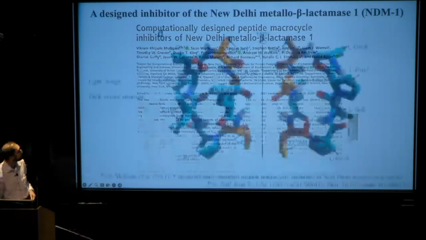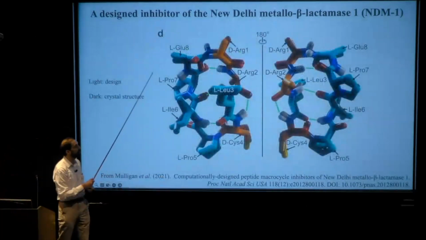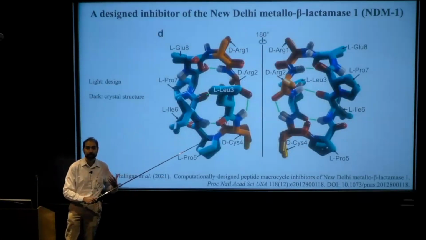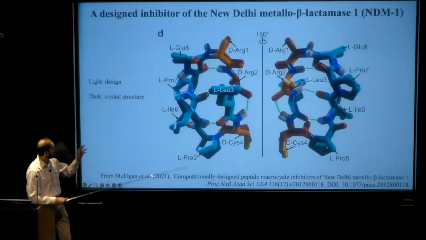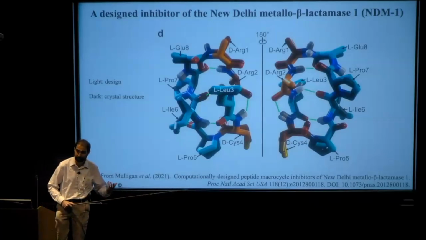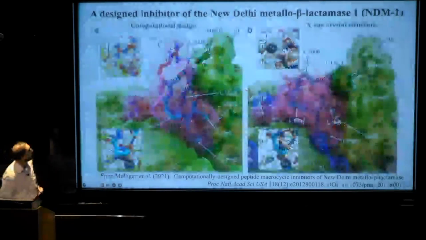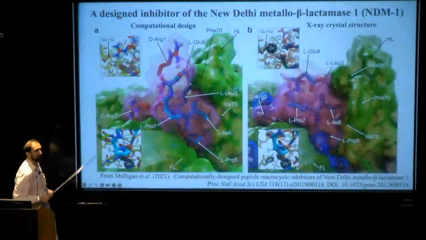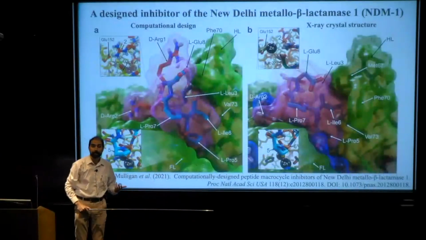So we designed peptides to do this. Here in light colors, I'm showing the design that came out of the computer, and in dark colors, I'm showing the X-ray crystal structure that came from experiments. So these peptides fold into the structures we designed with, again, sub-angstrom precision. And they also bind to the target. Here's the design, here's the experiment, and they bind in the design binding mode.